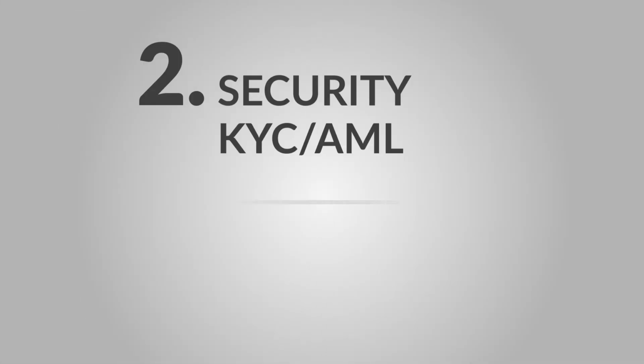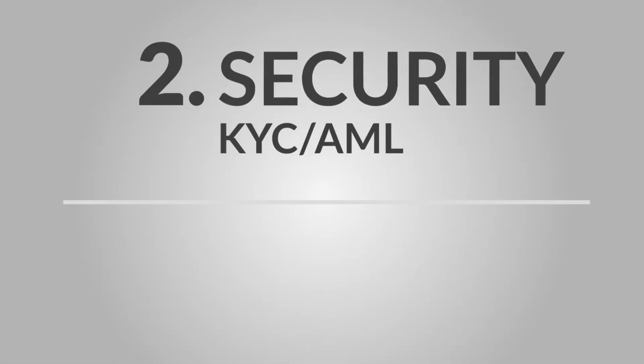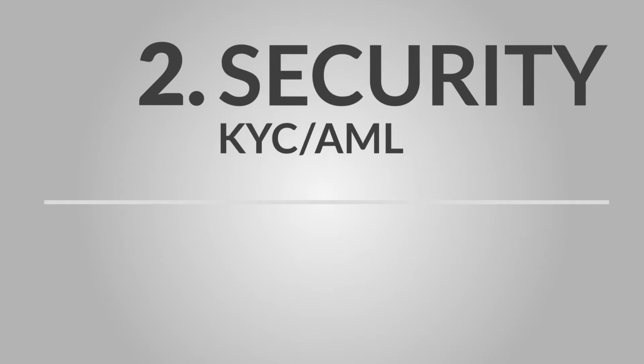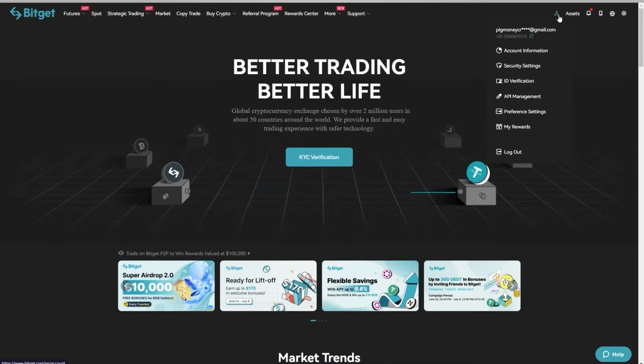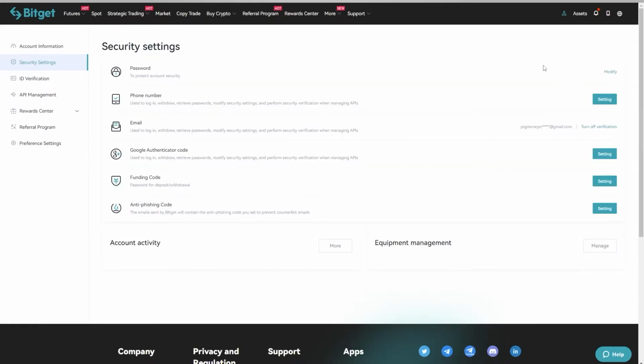Now that you have funded your account, the next step is to make sure that it stays safe and nobody can have access to it except for you. So let's go and make sure that this account is secured. Just go to security settings and see what we have there. As you can see, BITGET offers 6 different levels of security options for you to set up.